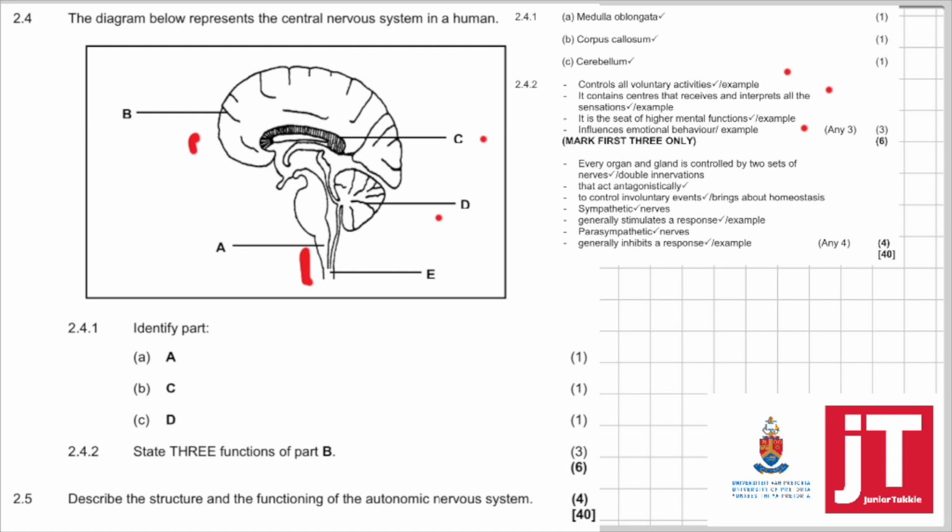And then 2.5. Describe the structure and functioning of the autonomic nervous system. Now, with the autonomic nervous system, each organ and gland has two sets of nerves, and that's known as double innervation. Each nerve is antagonistic, right? And they control involuntary events. The sympathetic nerve, right, will stimulate a response, while parasympathetic generally inhibits a response. Make sure you write that down also. It's a nice question that from 2015 has been asked quite often.